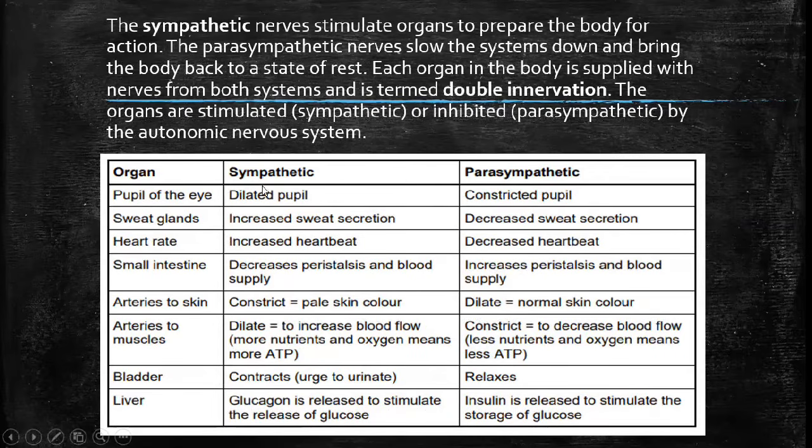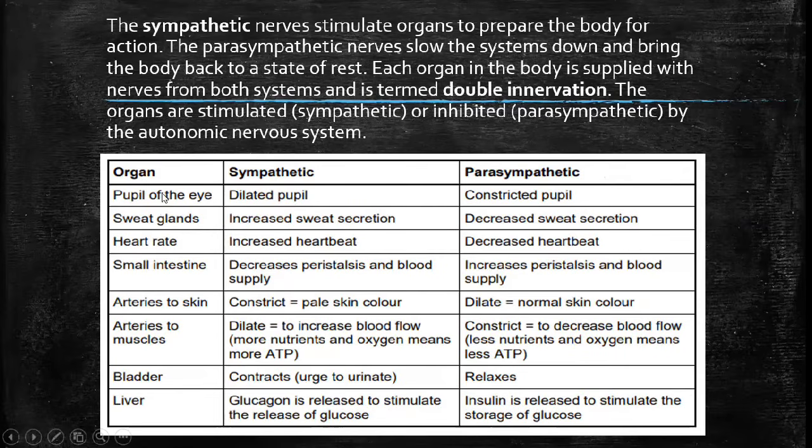Now we are looking at the organs, and we're going to look at what the sympathetic nervous system does and what the parasympathetic nervous system does. The parasympathetic is what we call the rest and digest. And the sympathetic part is what we call the fight or flight. Now, the pupil of the eye.